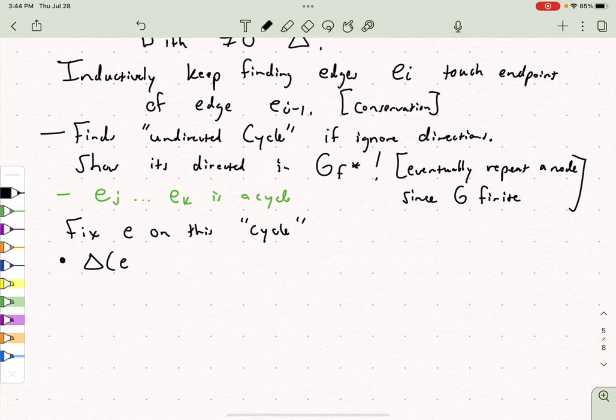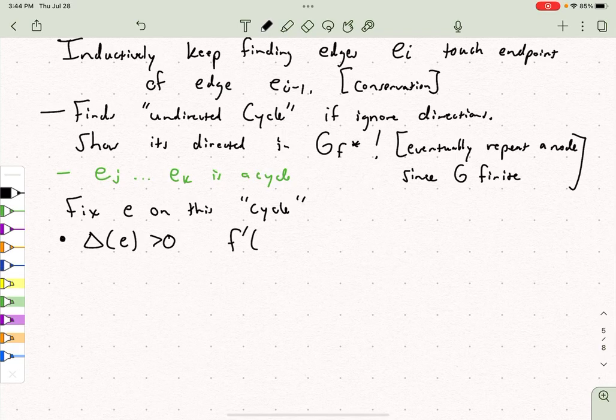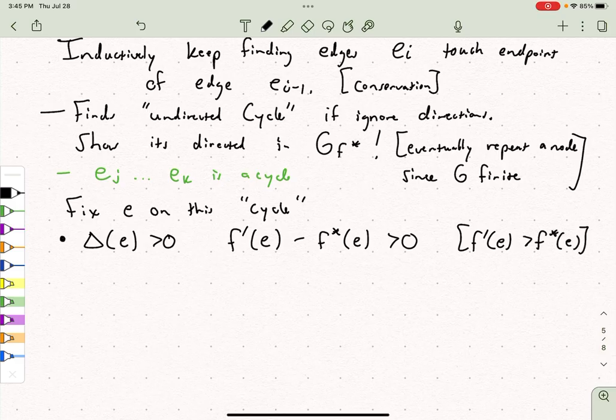So the first case is when delta of E is greater than 0. That, by definition, means that f prime of the edge E minus f star of E was greater than 0. So what does that mean? Well, that means f prime is the larger one. And so we know f star is not saturated, specifically on edge E. Why?